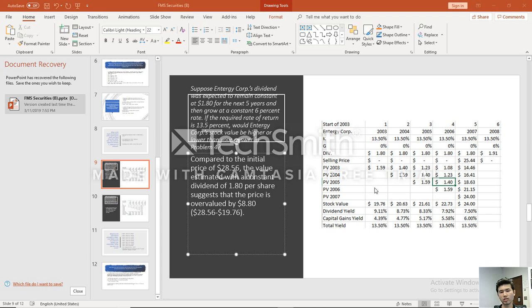So taking that all into account, you get the stock value of $19.76 compared to $28.56. Within that analysis, you can say that the price computed in problem 4 is overvalued by $8.80, or you can say that this stock is undervalued by $8.80.